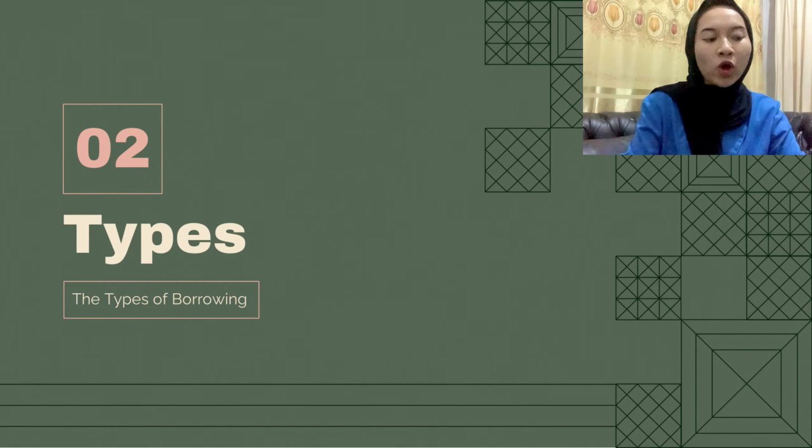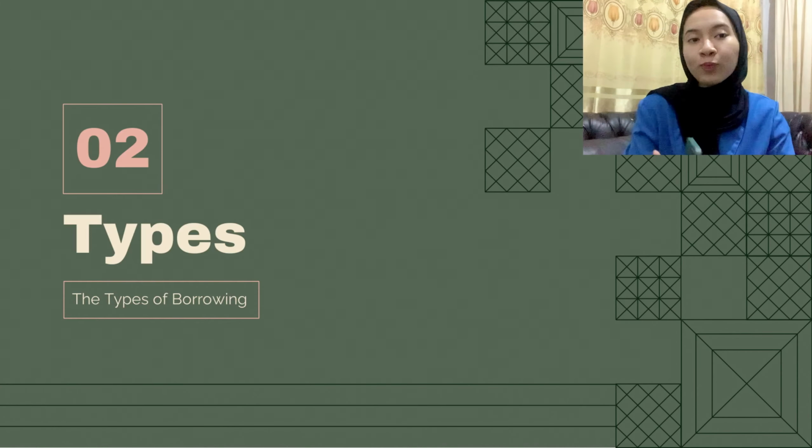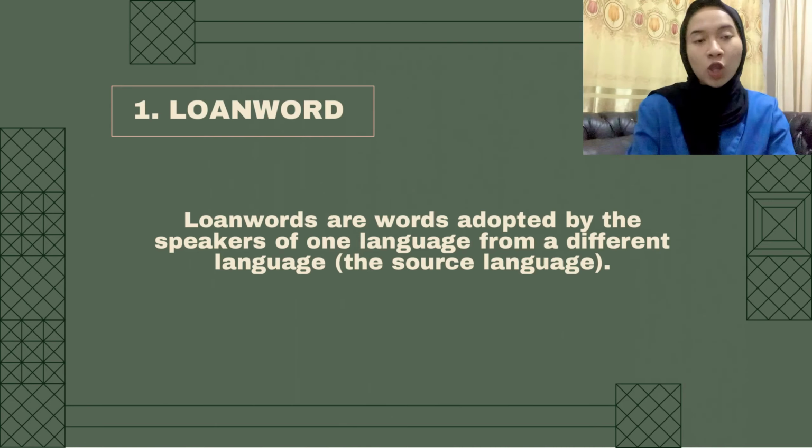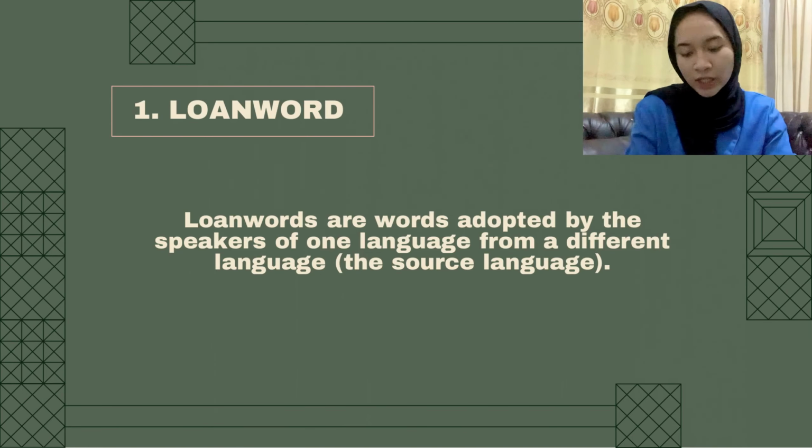So the second point is the types of borrowing. The first is loan words. Loan words are words adopted by the speakers of one language from a different language, or the source language.